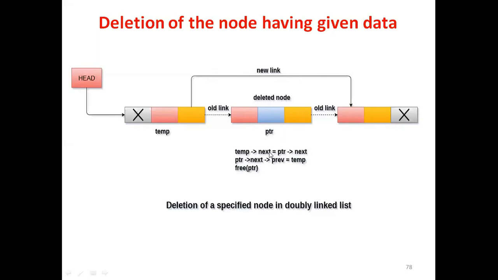So see how that is done. Temp is pointing to this node. So temp next equals PTR next, because PTR is pointing to this node. That means this field will contain this node's address. Then PTR next arrow previous: PTR next means this, arrow previous means this field. So this should contain this node's address, and this node's address is stored in temp. That is done here, and then free PTR, so the memory is released.